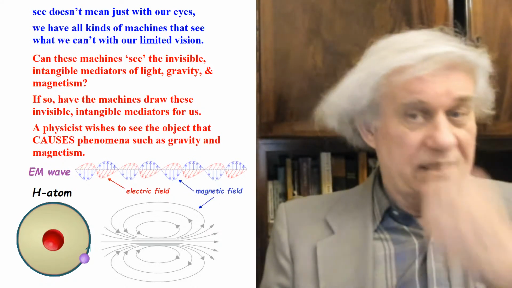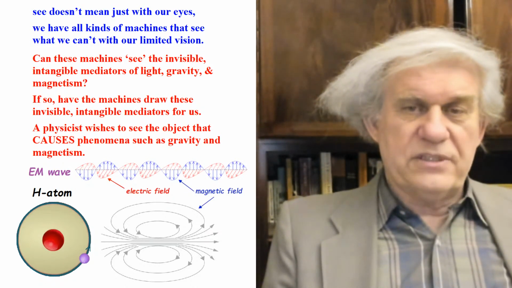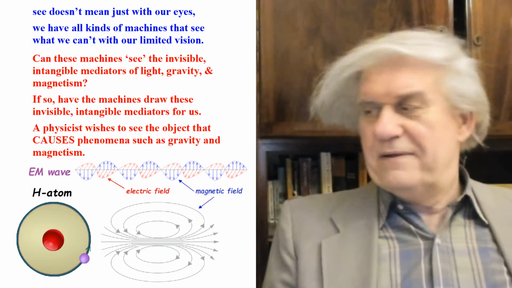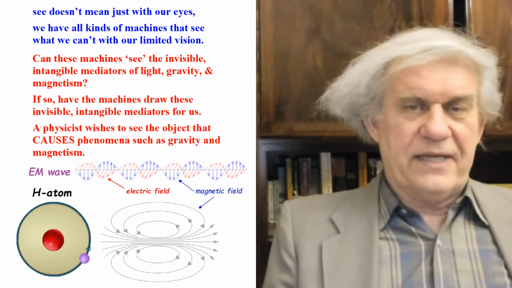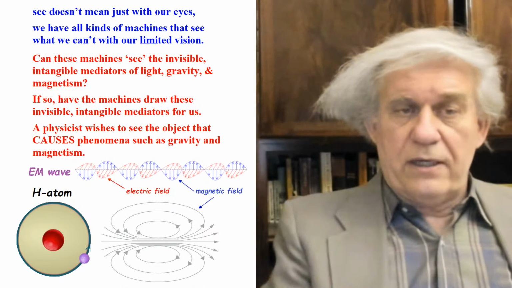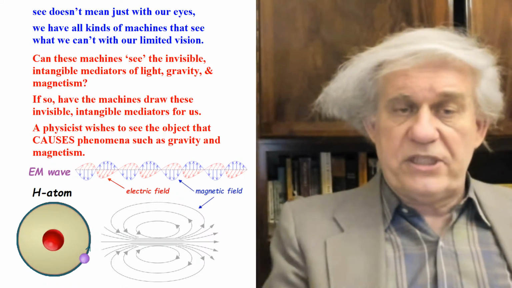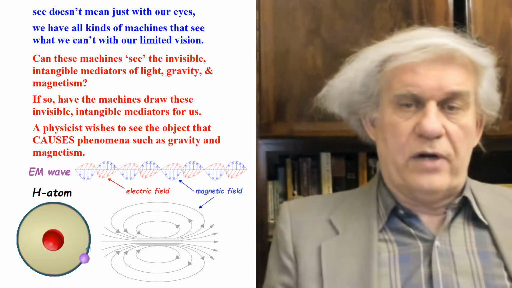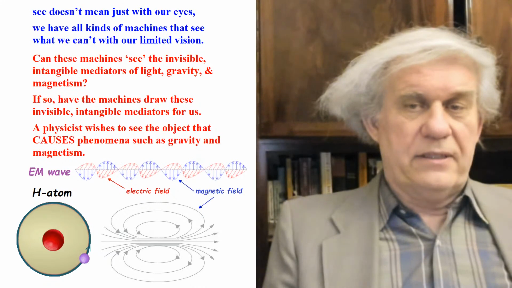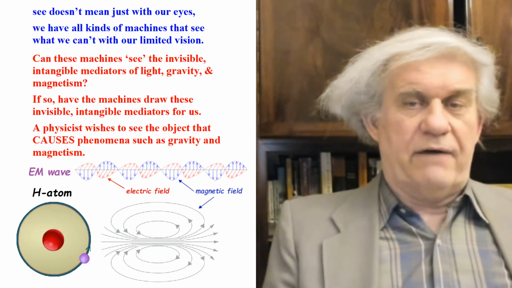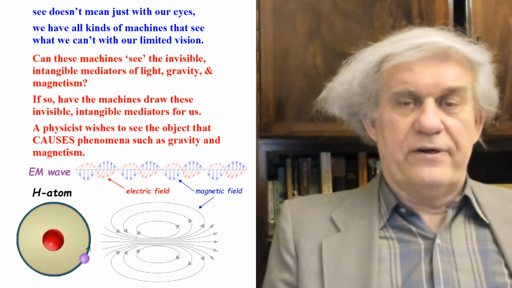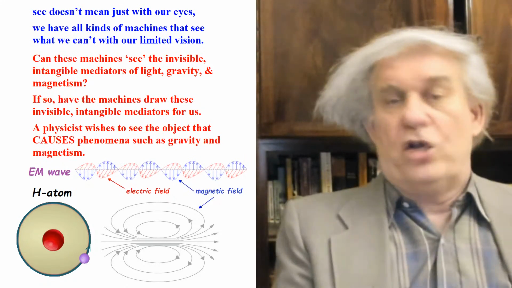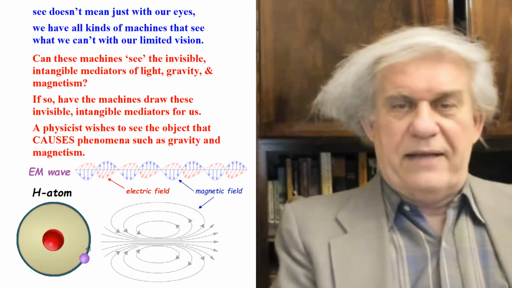If these are things, is a field a thing? Can you see a field? Can a machine see a field? Or can it just see the effects, like iron filings? And so, if so, what have the machines drawn? Have the machines drawn these invisible, intangible mediators for us? I want the machine to do it all by itself, not that you program it, to see if it can infer or whatever. If it saw, doesn't it have to infer? It says, this is what I saw. Can a machine do that? You just see the picture of light.